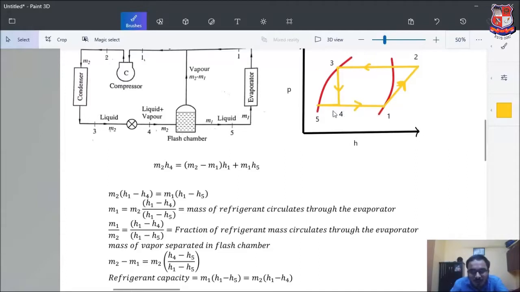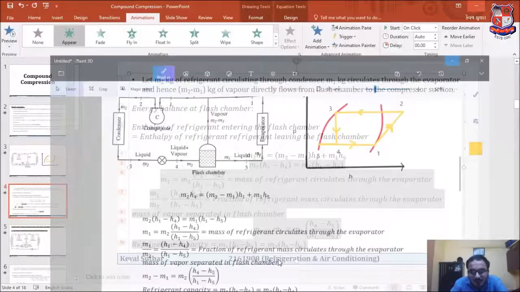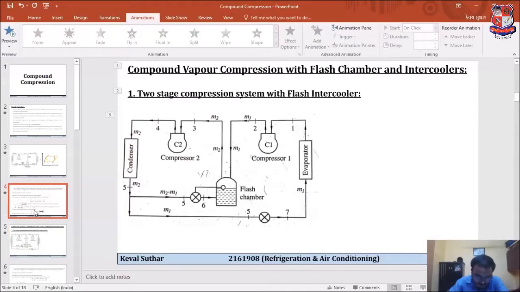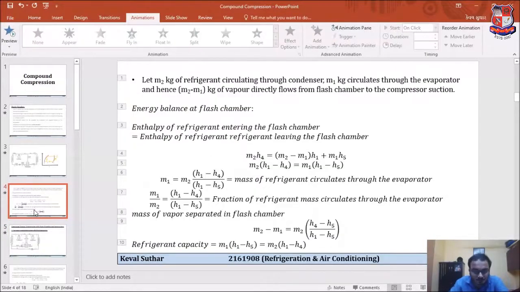H1 minus H5, sorry, M1 into H1 minus H5 is the total refrigeration capacity. Okay, and you can also obtain this through the ratio which we have previously arrived. Okay, then, so this is the end of this theory.